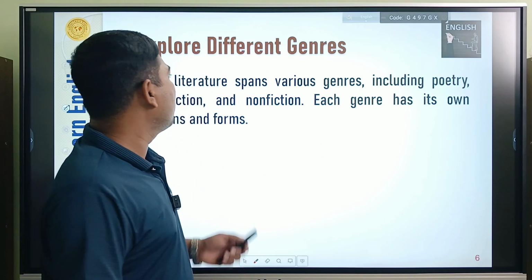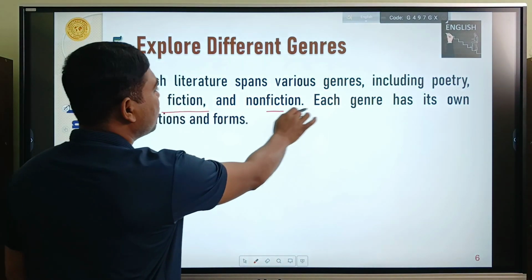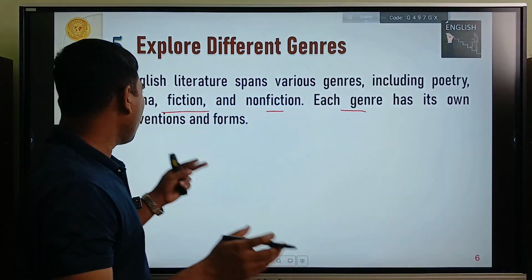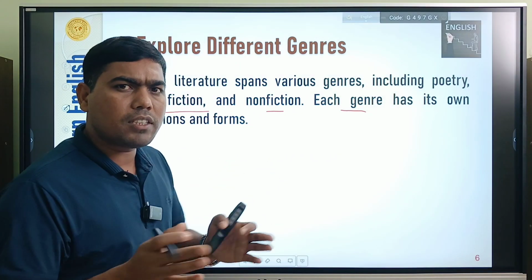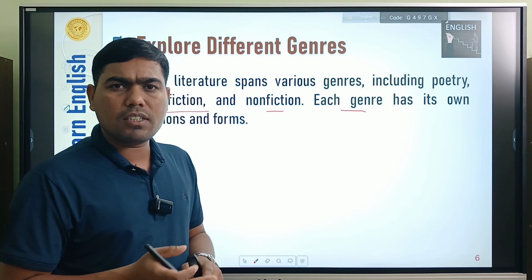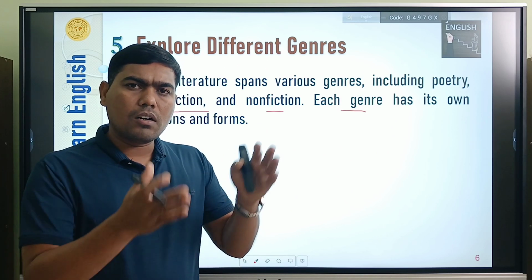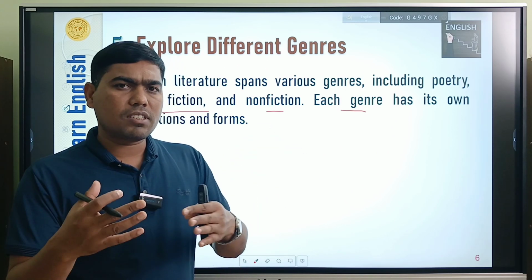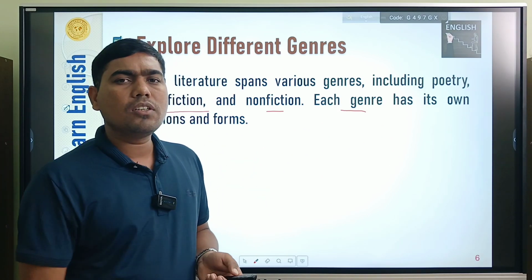So you have to be familiar with different genres including poetry, drama, fiction, non-fiction, etc. because each genre has its own conventions and forms. Because you will know that there are different kinds of poems like sonnet, elegy, metaphysical poetry, or dramatic monologue. So these are the different genres and they have their own form and style, and you should know them.